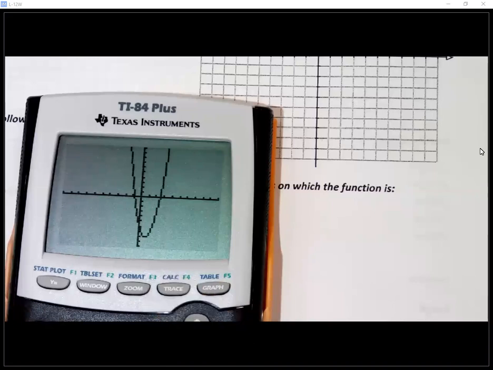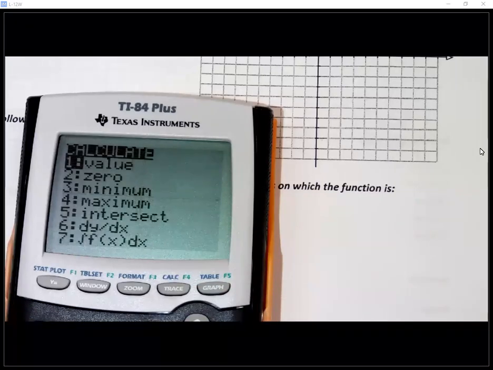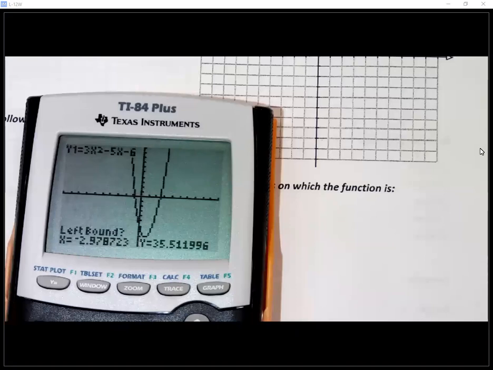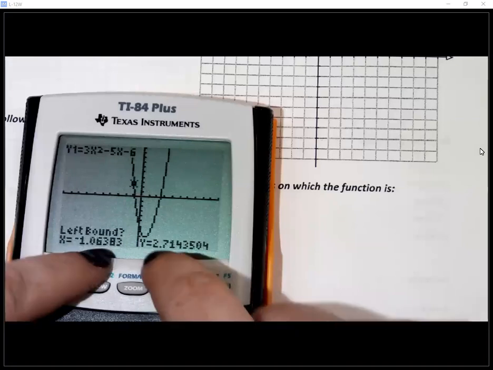Okay, did you find it at 2 point something? If you're unable to find it, let me walk you through. So you're going to hit the second calc to get into that calc menu. And I'm trying to find another 0. So I choose choice 2 again. And it's saying left bound. So you got to find your blinky guy. Where even is he? By the way, if you can't ever find him, his coordinates are down below.